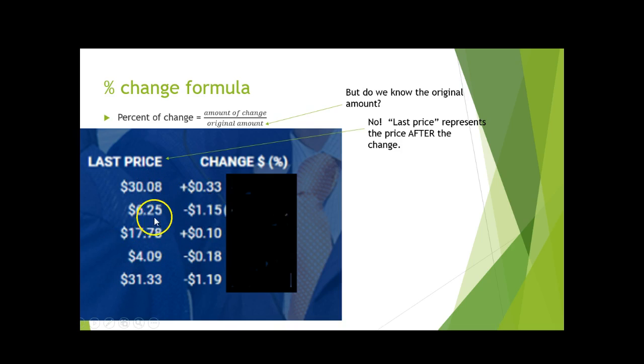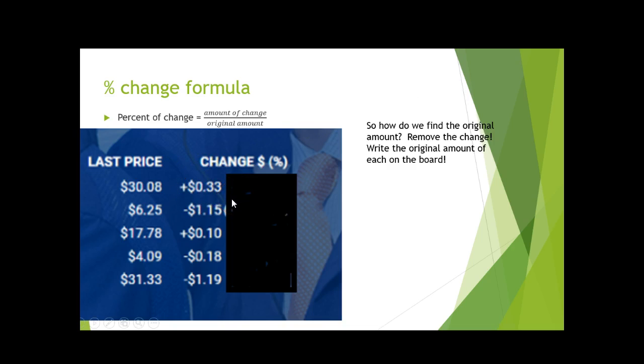The original amount was the amount before the change. So let's figure out how to find the original amount. And that's just simply going backwards. If this was 33 cents more than the original price, then we're going to take 33 cents away from it. If this is $1.15 less than the original price, then we're going to add $1.15 to it. If this is 10 cents more than the original price, then we're going to subtract 10 from it. If this is 18 cents less than the original price, we're going to add 18 to it. And if this is $1.19 less than the original price, we're going to add $1.19 to it.